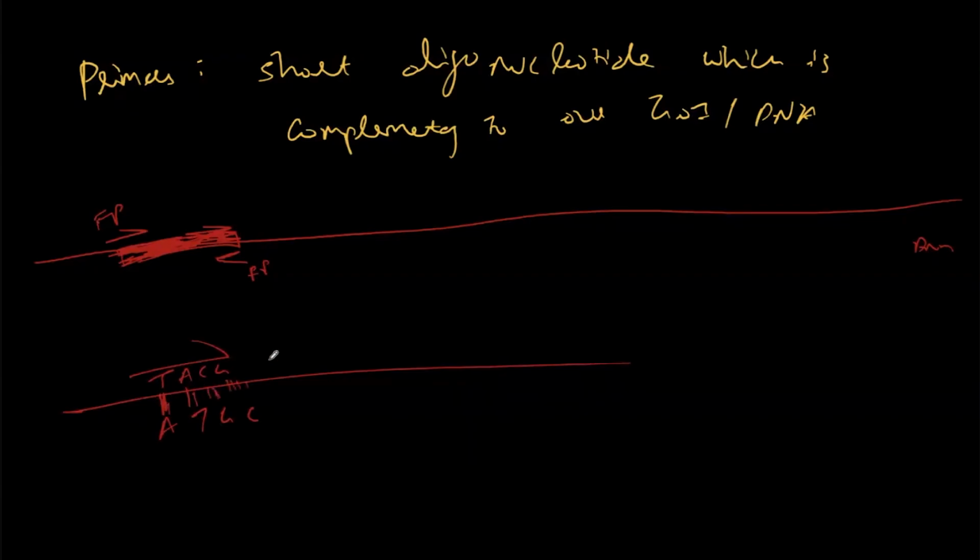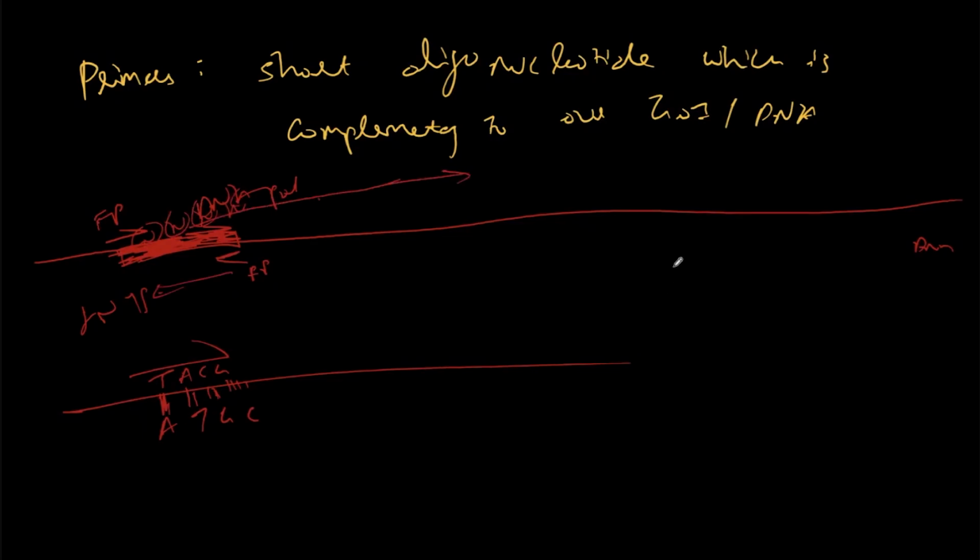It will automatically go and bind to it. So that's how both the forward primer and the reverse primer will bind. Then comes the action of DNA polymerase. It will start adding the dNTPs that are present in the reaction mixture, and these dNTPs will be used up, and then the chain will be made.